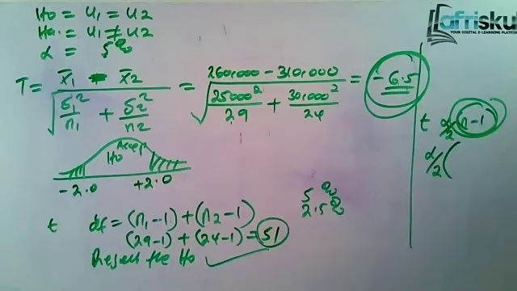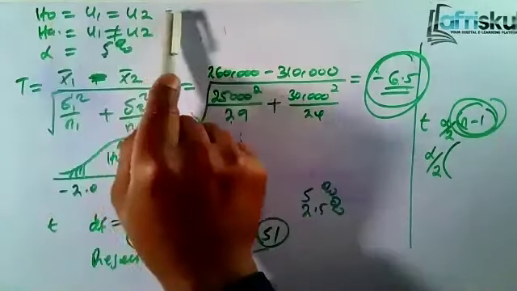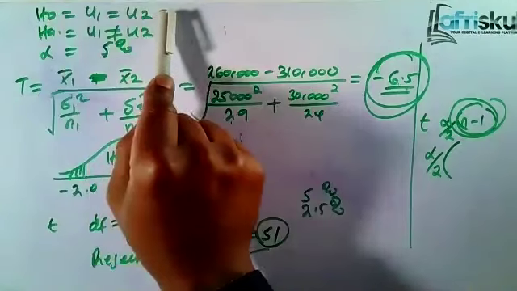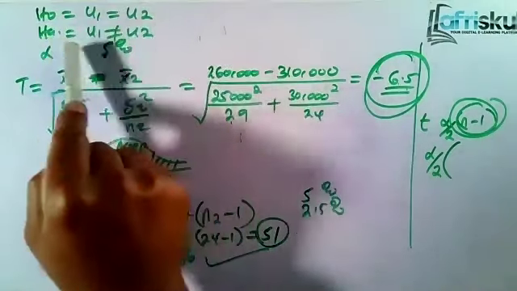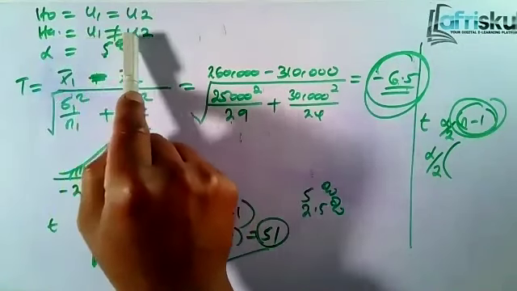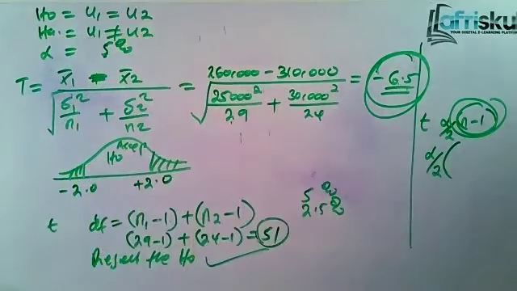Ukireject inamaanisha aje? If you reject null hypothesis, that means you accept the alternate hypothesis. Na kumaanisha kama umereject, umechukua hii, where mean of 1 is not equal to mean of 2. So far so good.